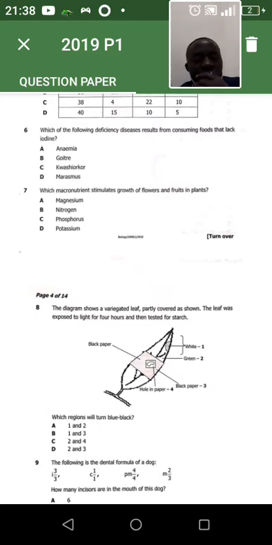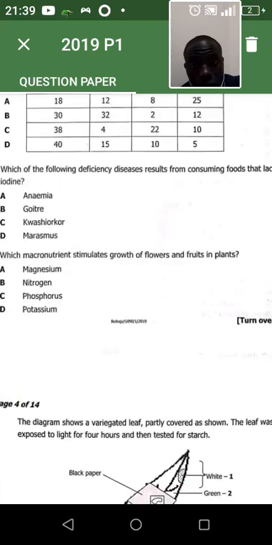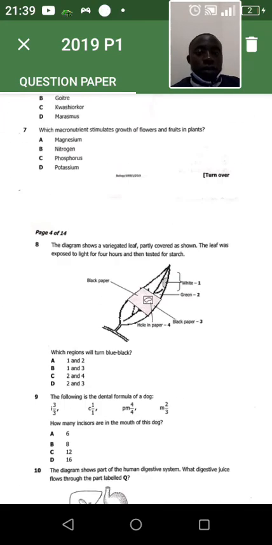So you have black paper there, you have a hole in paper 4, black paper 3, green 2, white 1. Which region would turn blue black? I'm sure if you are behind, you are dealing with question 8 there.